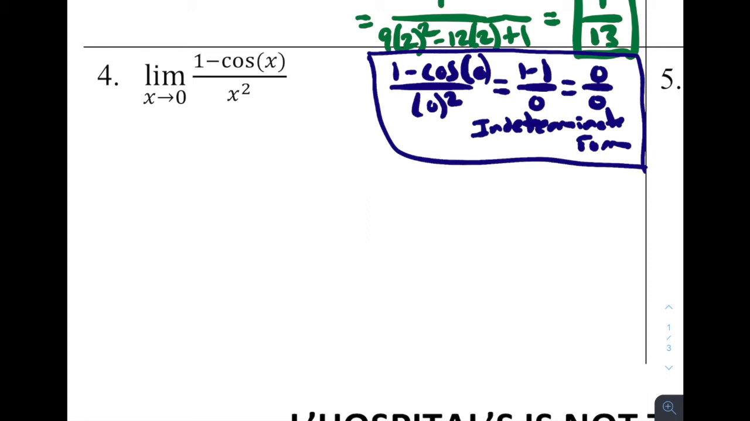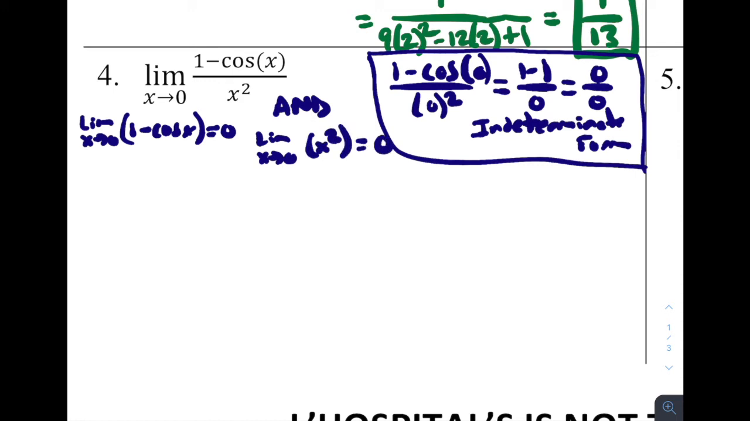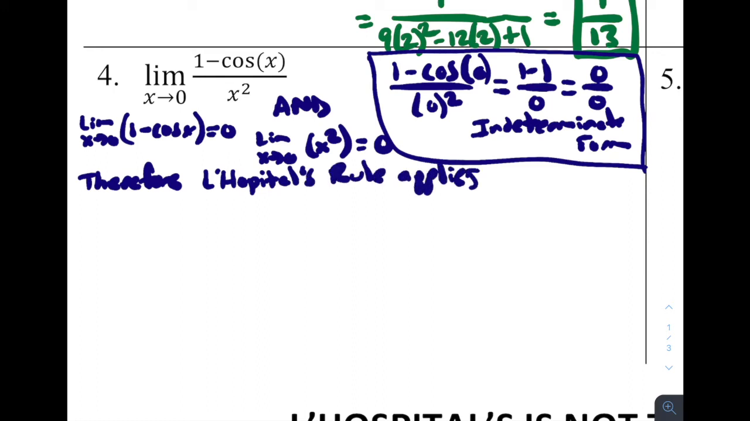Well, again, if we're showing our work, we're going to say that the limit of the numerator is 0. And I guess I'll do that over here. The limit as x approaches 0 of the denominator is 0. Therefore, L'Hopital's rule applies. And so what happens if we do that? Let's use that L'Hopital's rule. So let's do that in red.